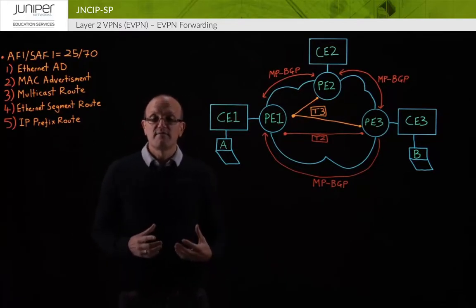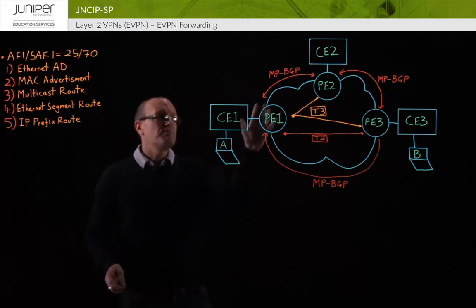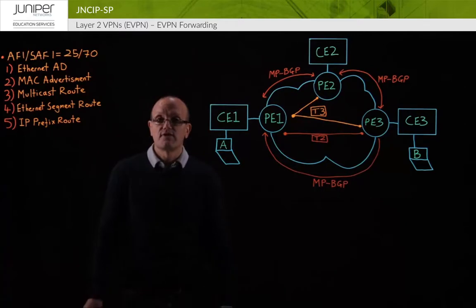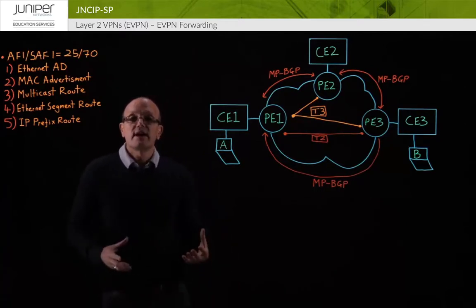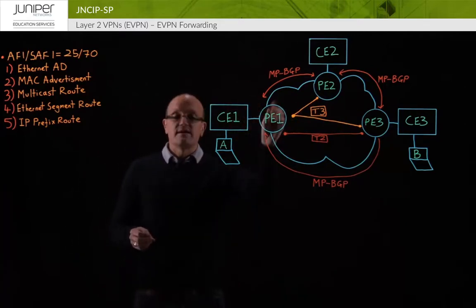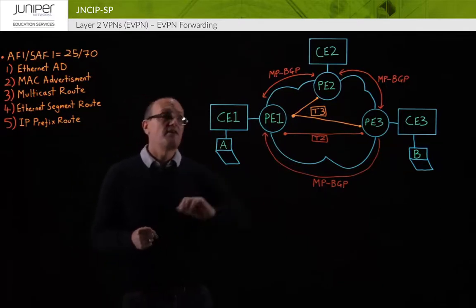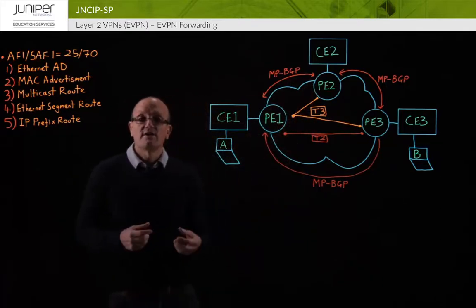Again, from the service provider's perspective, if you're thinking about VPLS, each of the PEs is acting independently as a learning bridge. MAC addresses are being seen, they're being associated with the incoming interface, and they're being flooded out. And all of the PEs are doing this independently.